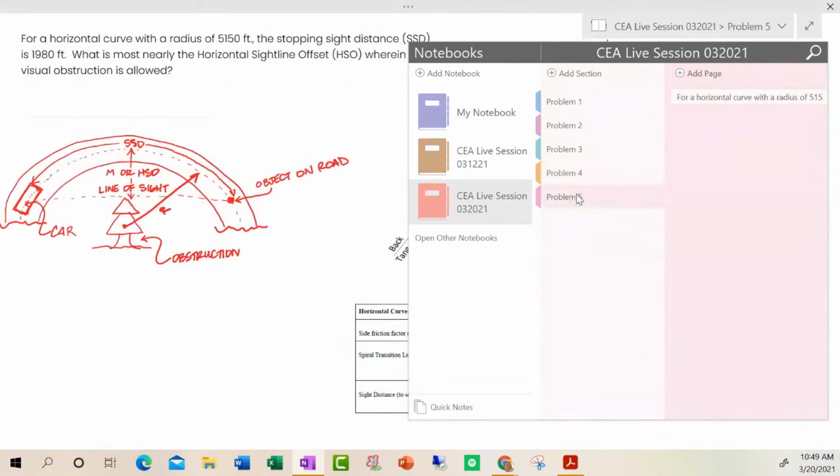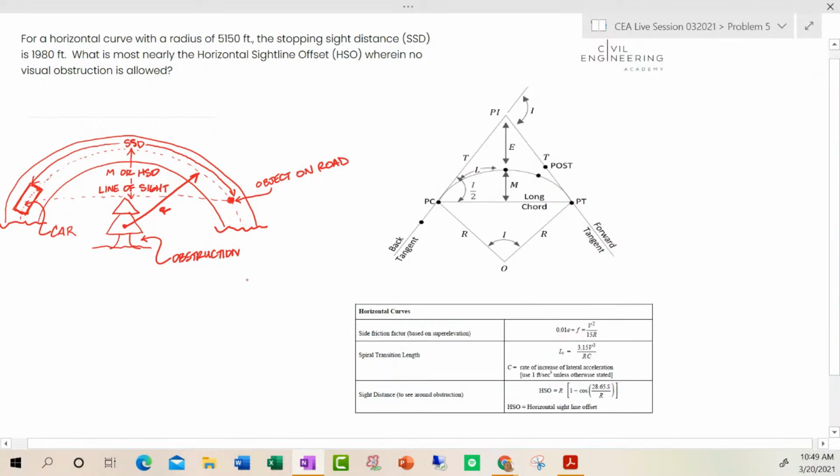So this one will be a horizontal curve type problem, and it reads like this. For a horizontal curve with a radius of 5,150 feet, the stopping sight distance, SSD, is 1,980 feet. What is most nearly the horizontal sightline offset, or HSO, wherein no visual obstruction is allowed? And so, again, I've drawn a picture of what's going on with this problem.